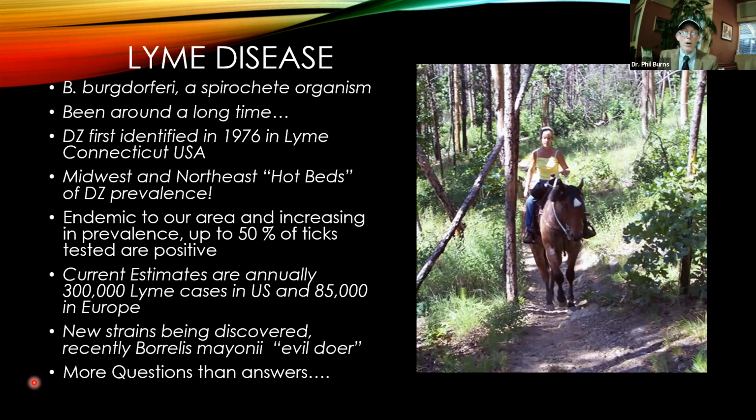Current estimates are, and this slide, I actually got an update today on Common Research, that they were estimating just a year or two ago 300,000. Now it's 475,000 Lyme cases in the US yearly, and 85,000 to 100,000 in Europe at least. And new strains, this is the challenge of Lyme, are being discovered. One of the recent ones is Borrelia mayoni, the evildoer. I kind of like that name.